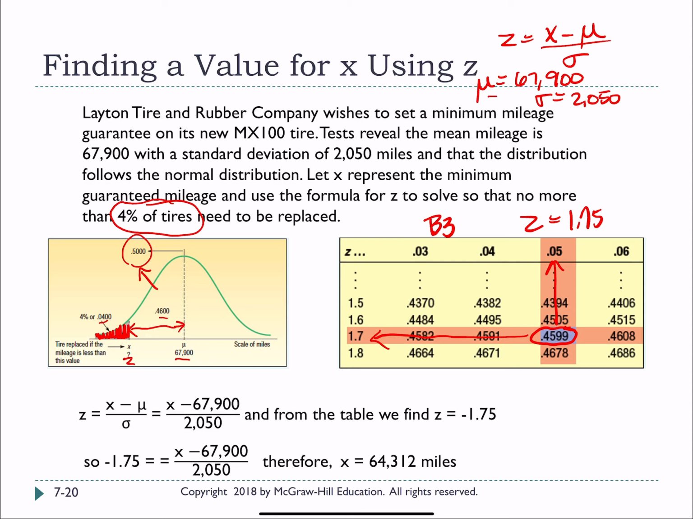So now I know three of my unknowns. I know my mean, I know my standard deviation, I know my z. I will use those to solve for my x value. And so that's what we've done down here. Z equals x minus 67,900 divided by 2,050. We found our z again, it was negative 1.75 because it's to the left of the mean. We plug in that negative 1.75, we cross multiply, we solve for x, and this would be our final answer. So we would do a guarantee, these tires are going to last at least 64,312 miles, and we shouldn't have to replace any more than 4%, which was the company's goal.